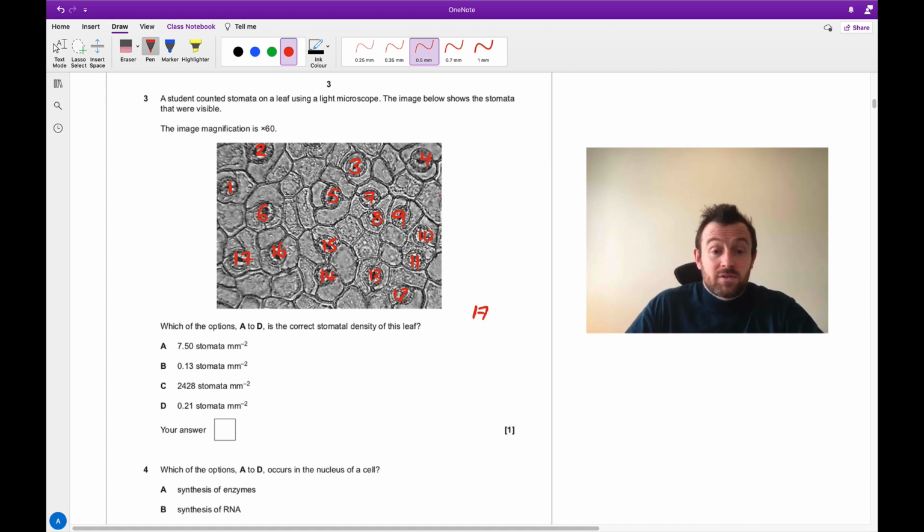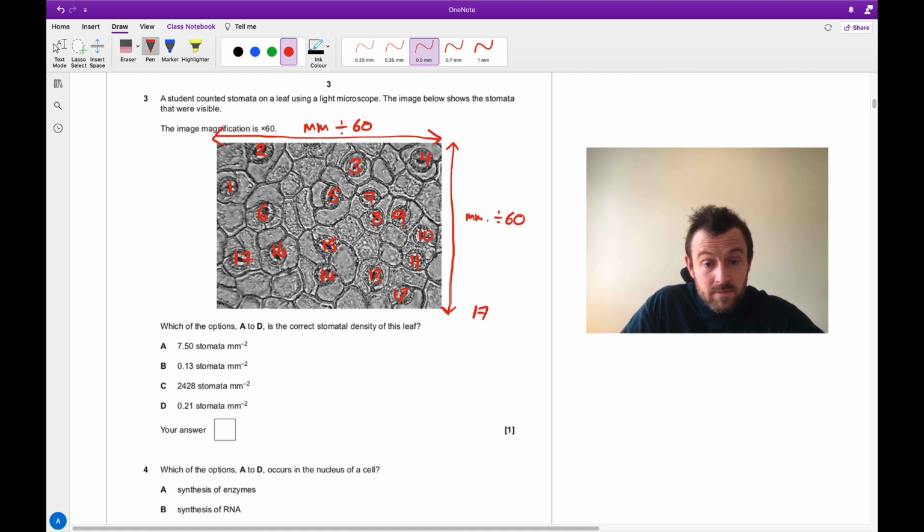And it's times 60. Now you're going to have to measure this length here in millimeters, which I'm not sure because I haven't got a ruler. And you measure this length in millimeters. But then you've got to divide it by 60 because it's magnification. Then you work out the area. So it's 17 stomata in that area. And that will give you the density, which, looking at the mark scheme, is A.